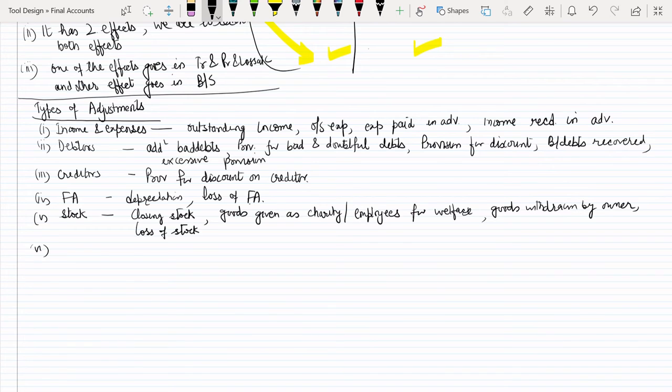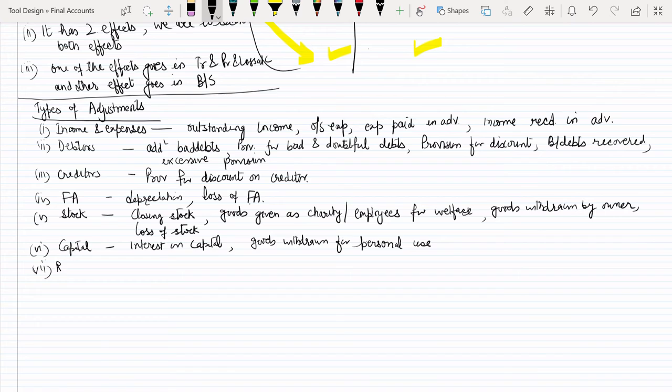Okay. Next is adjustments relating to capital. You may have interest on capital. You have decided that now interest on capital should be provided for, so you have to record for the same. Then you may have goods withdrawn for personal use. Okay, so these are the adjustments.